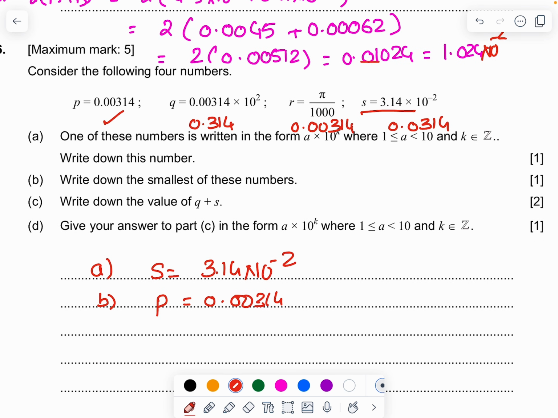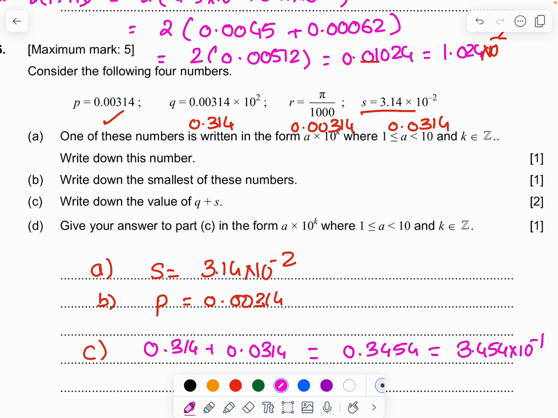Write down the value of Q plus S. Q is 0.314 plus S is 0.0314. So when I add it out, it will become 0.3454. Write in standard form: 3.454 times 10 power negative 1.